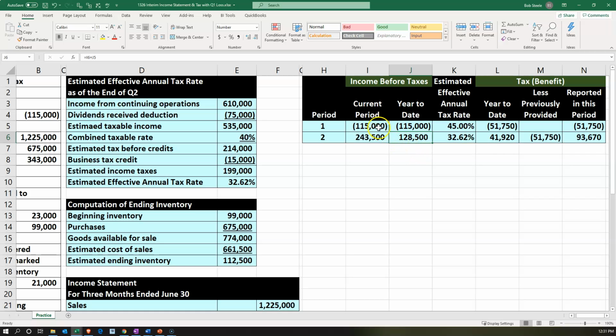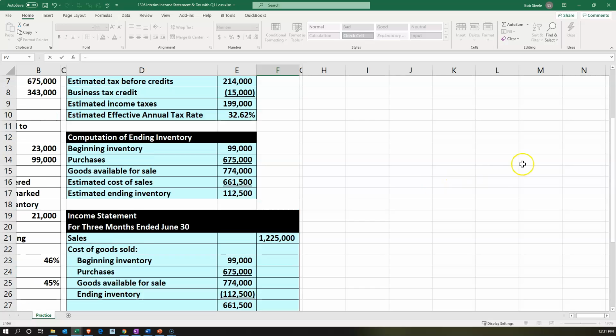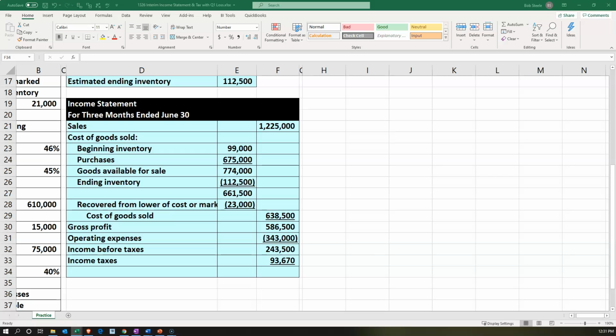considering the fact that this 128.5 takes into consideration a loss that was in the first quarter. So now we actually have tax in the second quarter of the 93,670 that we need to be applying out here. So we're going to say, all right, taxes for the second quarter, Q2, it's going to be this 93,670, and that will then give us our net income, of course, and we'll pick that up. That's going to be equal to the 243.5 minus the 93,670 to give us the 149,830.